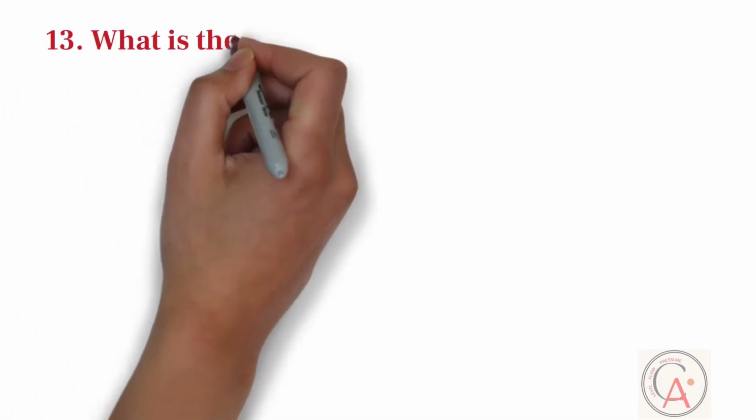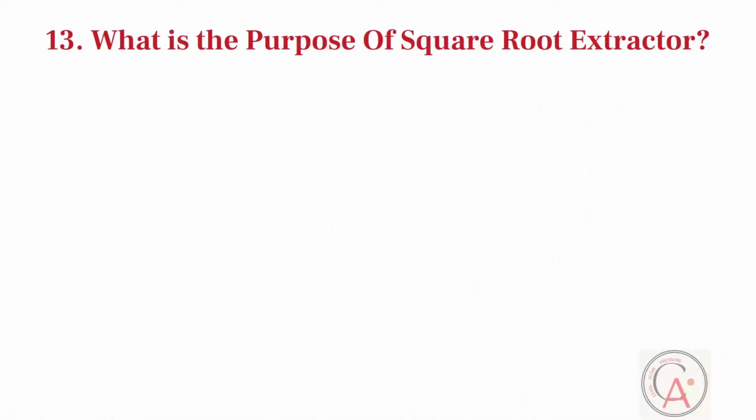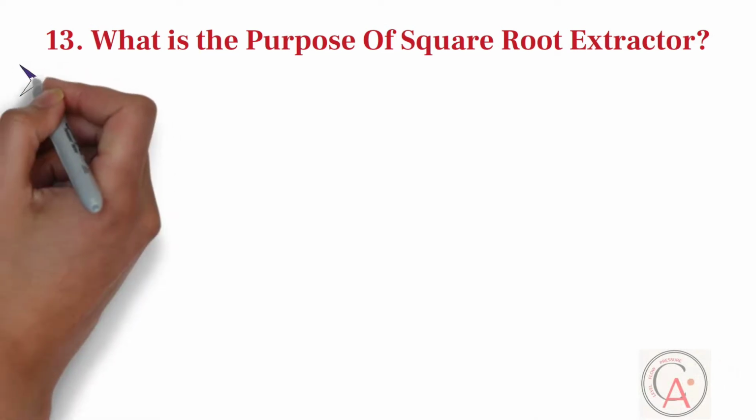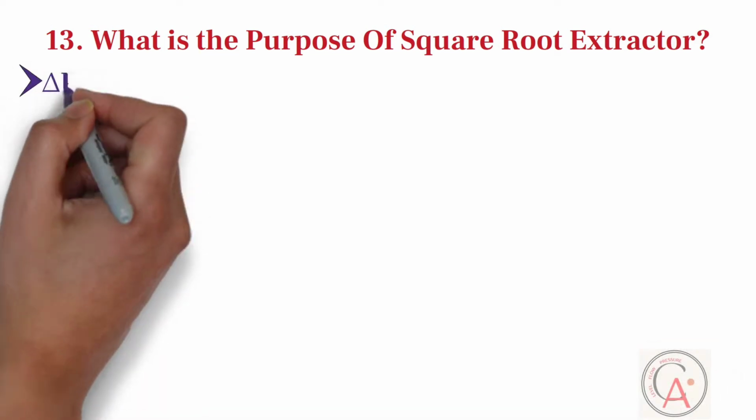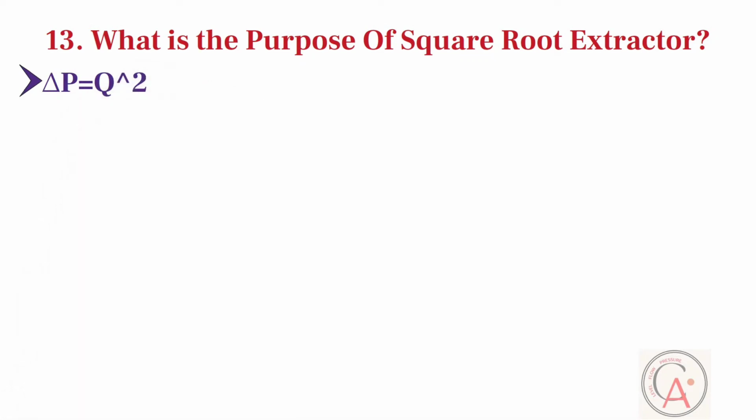One of the most important and basic technical questions is, what is the purpose of square root extractor in DPT? As we know that, differential pressure developed by a venturi, orifice plate, pitot tube, or any other acceleration-based flow element is proportional to the square of the flow rate.